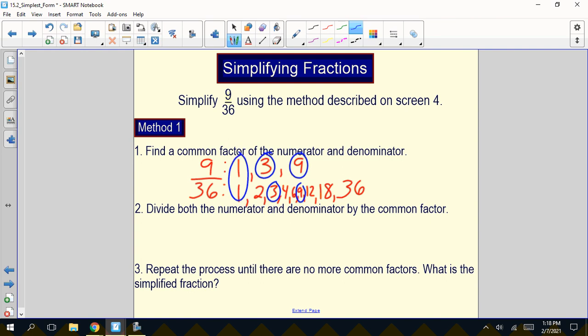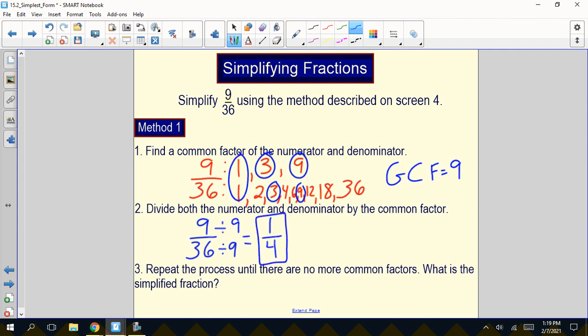If we divide by 9, we're going to get that fraction to go straight to simplest form because that is the GCF. So 9/36, divide both by 9 because 9 goes into both numbers. And we get 1, and 36 divided by 9 is 4. 1/4 is in simplest form.